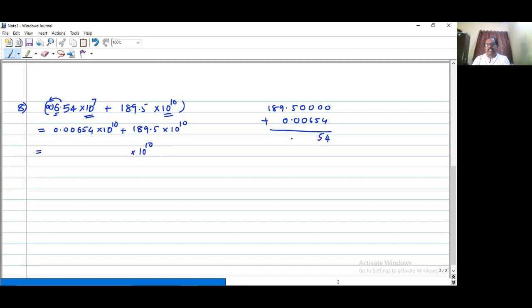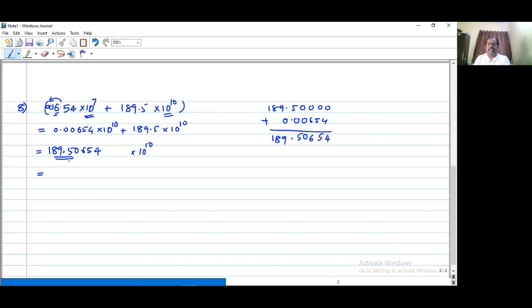It will be like this. 6, 5, 4 remain as it is, this 1, 0 as it is, this 5 remain as it is, and 189, the integer part plus 0 will be 189 only, right? So it is equal to 189.50654 into 10 to the power 10, right? Now we need to write in a standard form. So this is our answer. The addition of these two numbers is 189.50654 into 10 to the power 10.